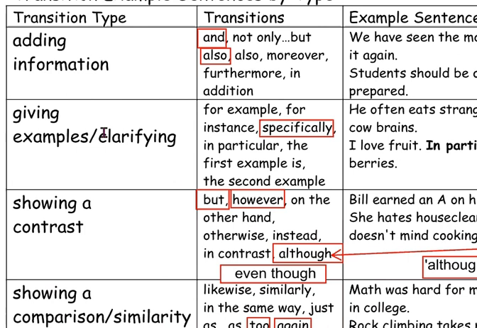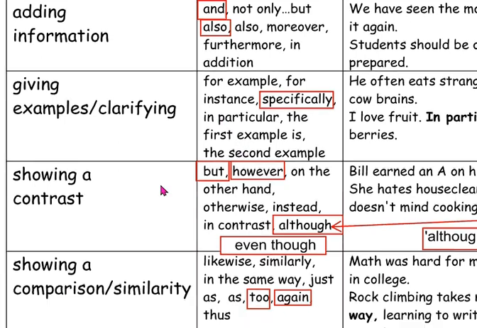And in addition to giving examples, these are sometimes called intensifiers. They make something more intense. He likes chocolate. In particular, comma, he likes German chocolate. It makes it a little more specific or more intense.